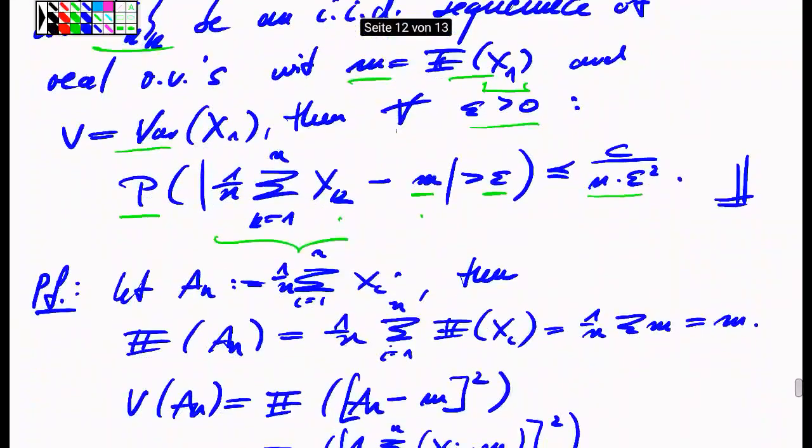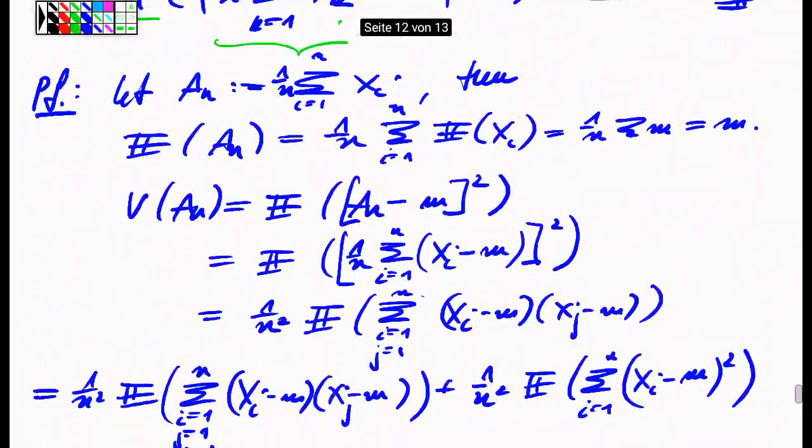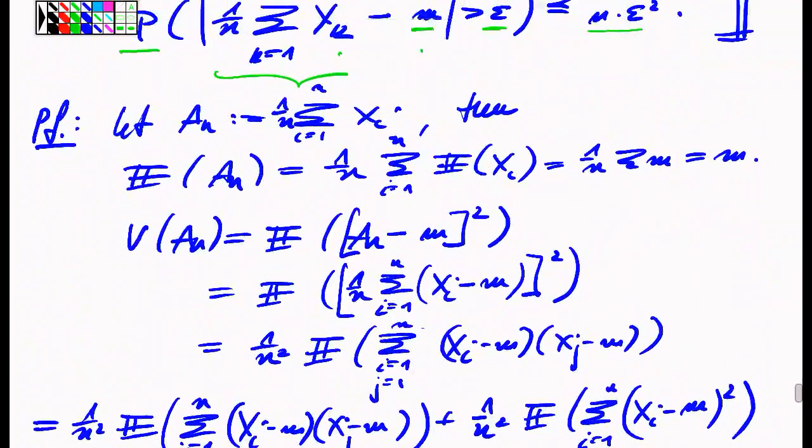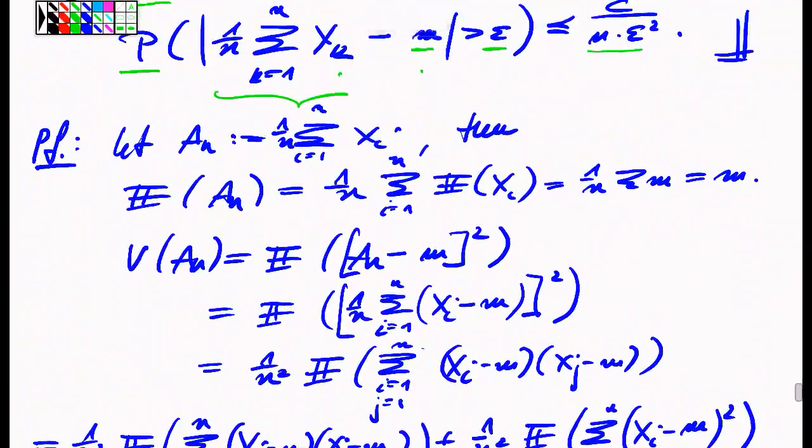The proof of this statement is not so complicated anymore once we have done all the preparations. Namely, let an be the quantity which is exactly this arithmetic mean of the first n rounds. Then we can compute the expectation of this quantity, which will be just the corresponding mean value of the individual expectations. Each expectation alone, by the assumption that all xi have the same distribution, is m, so we get the arithmetic mean of n instances of the same number m, which is of course m.